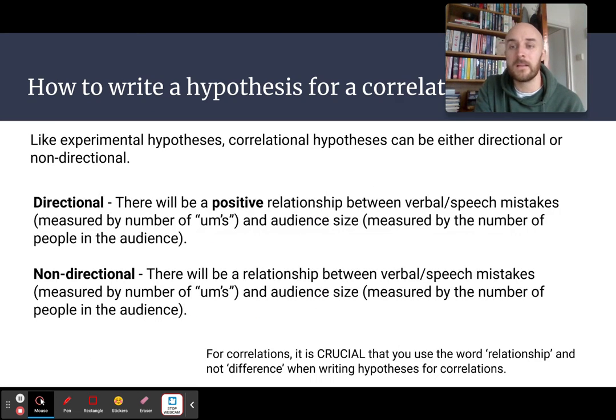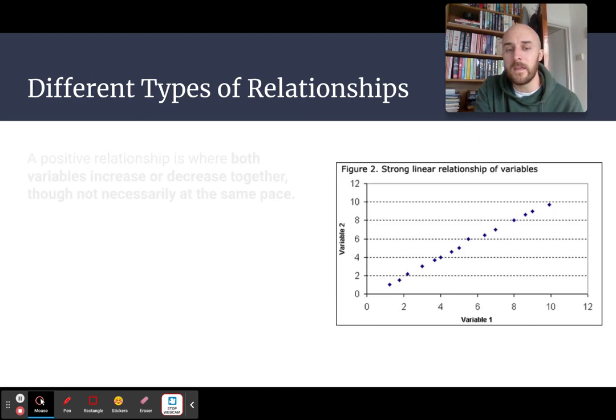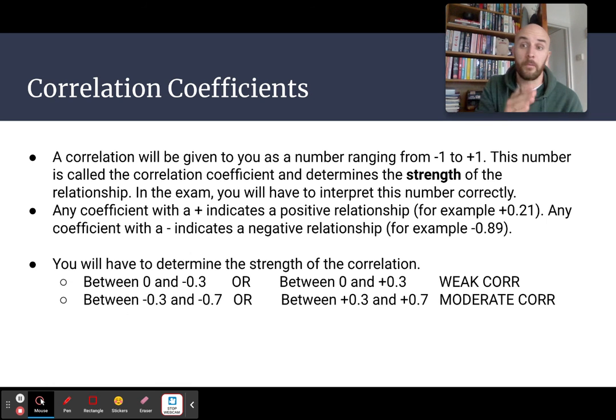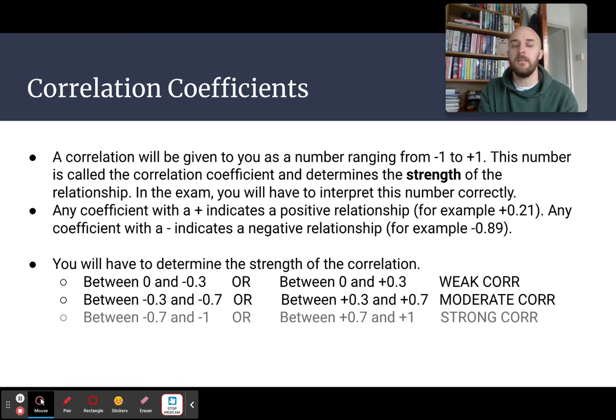So anything between 0 and 0.3 is a weak correlation. On the other hand, anything between 0.3 and 0.7, whether plus or minus, would be considered a moderate correlation. So 0.5 would be a moderate correlation. 0.6 would be a moderate correlation. 0.4, 0.37, all of these would be moderate correlations. And then between 0.7 and 1 would be a strong correlation.